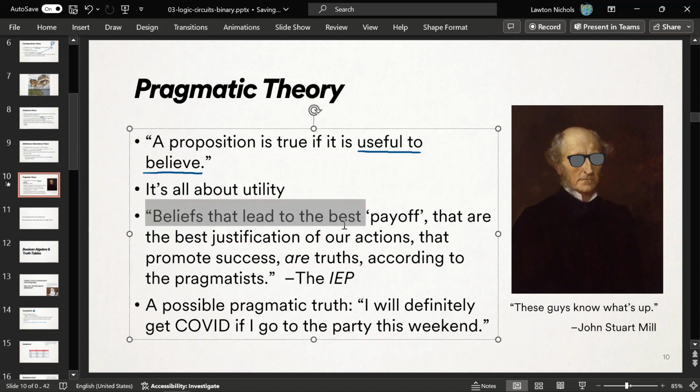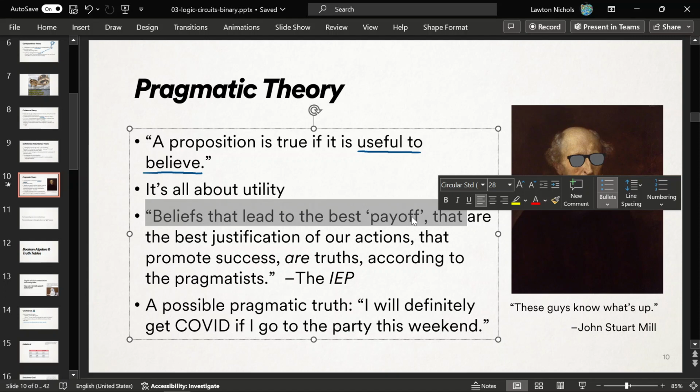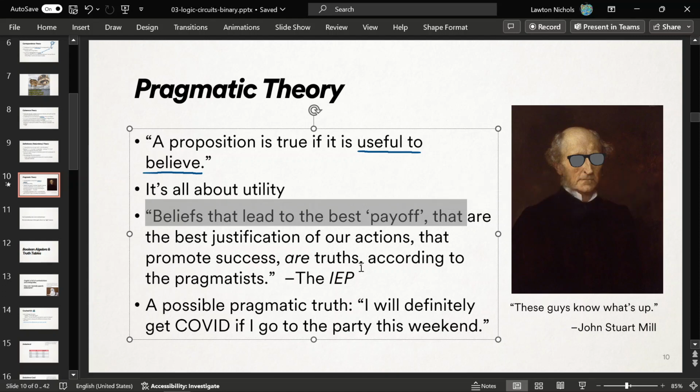So like a belief that leads to the best payoff. This is a quote I took from an encyclopedia. Beliefs that lead to the best payoff, that are the best justification of our actions, that promote success. Those are the truth things. Those are truths, according to the pragmatists.